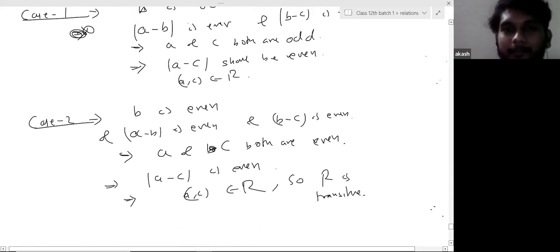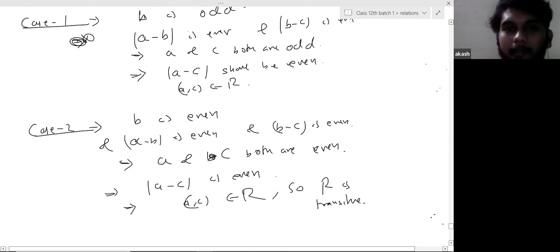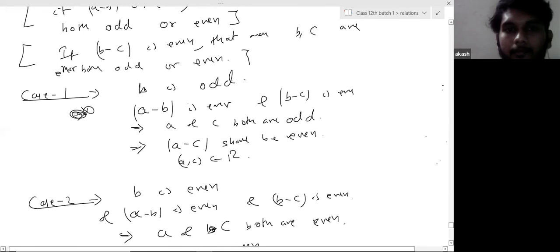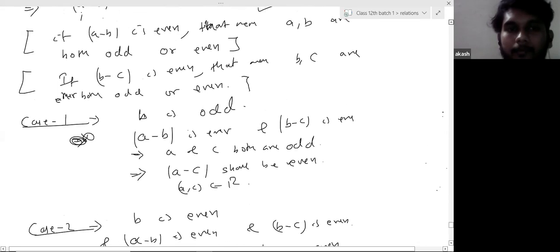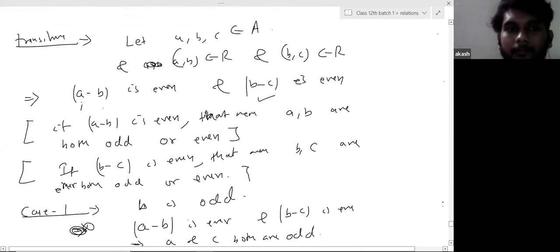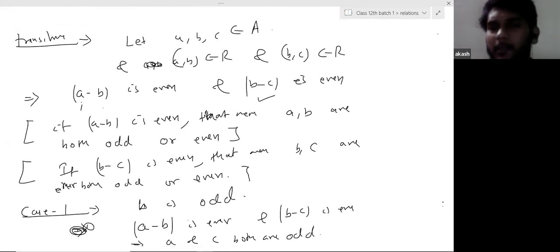All right, see. This is the transitive part. Reflexive and symmetric you can write on your own. Transitive is this one. Please note it down. Tell me when you are done.